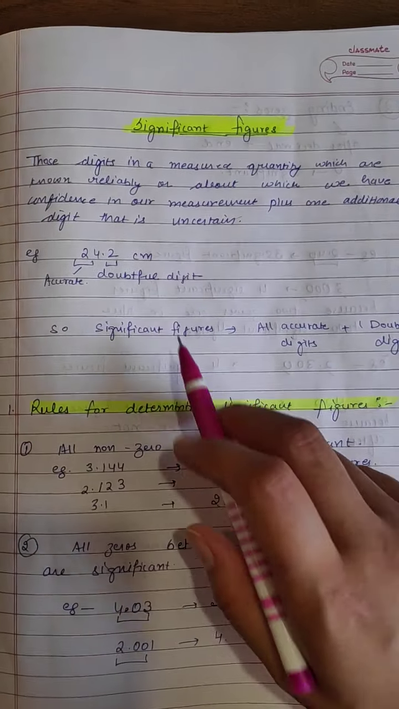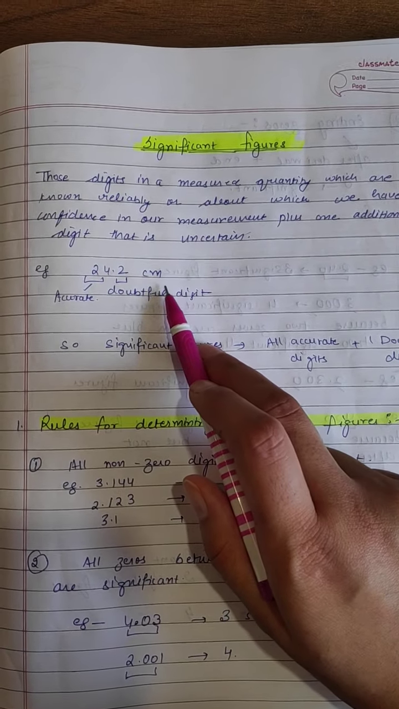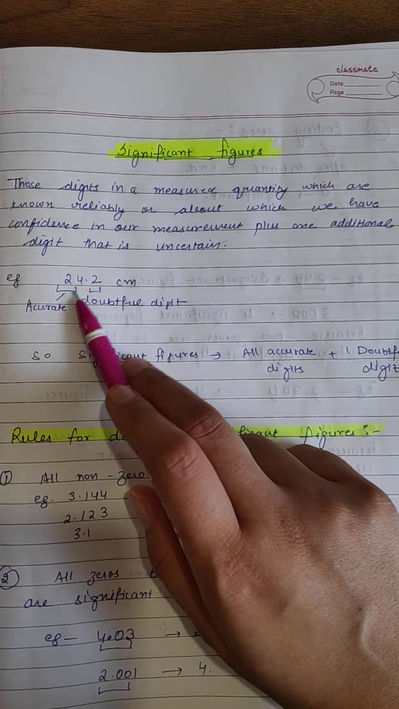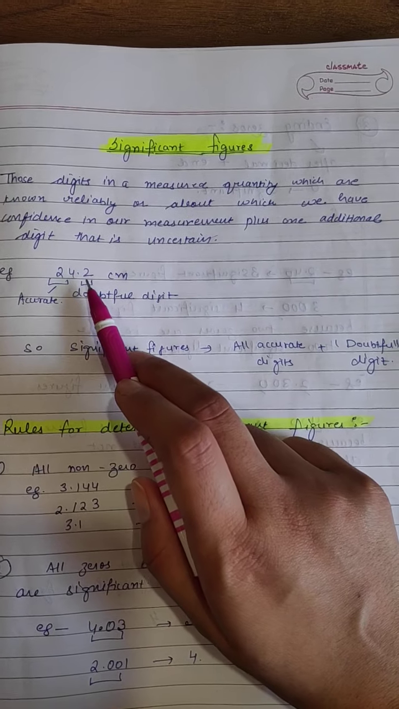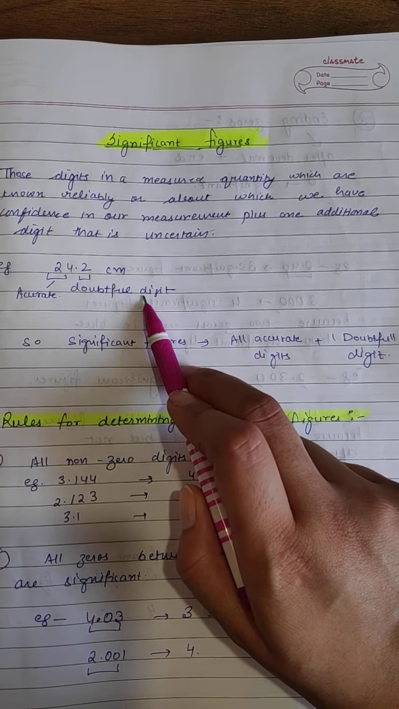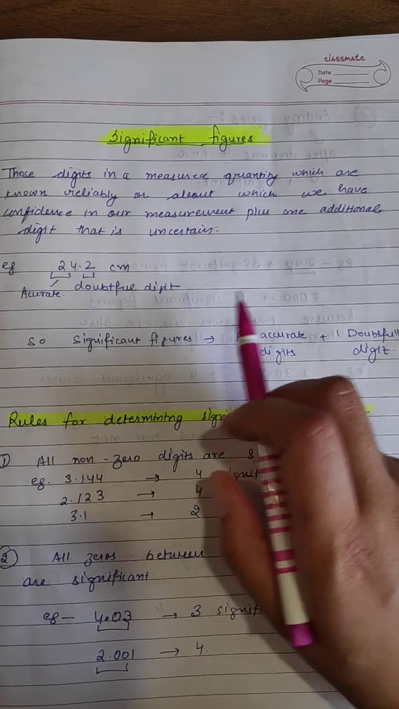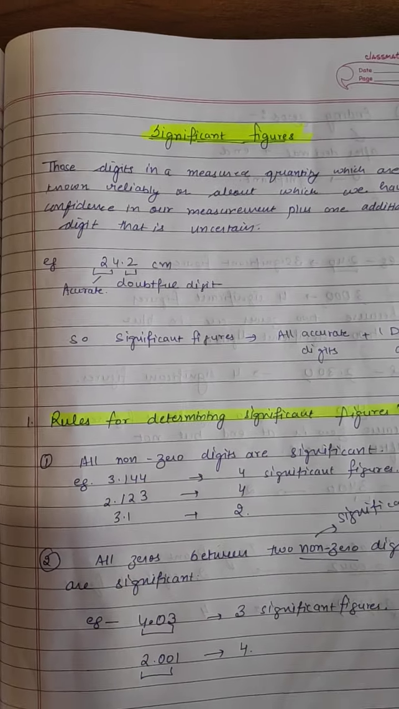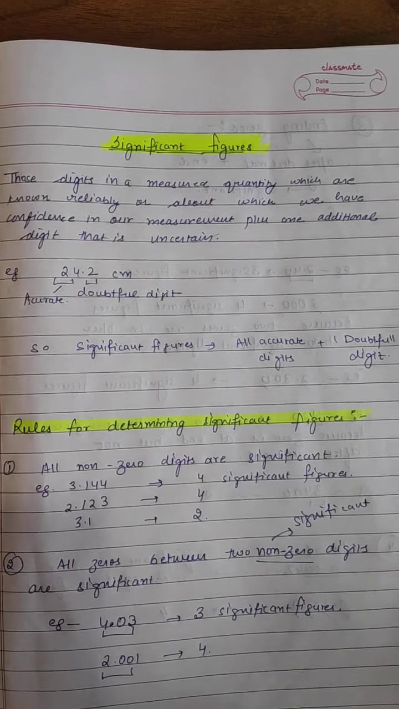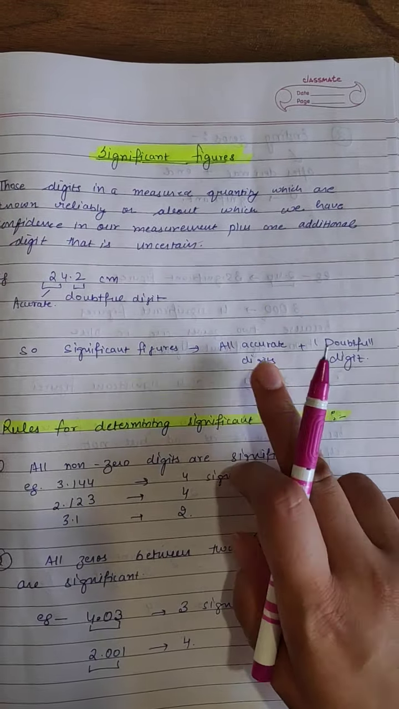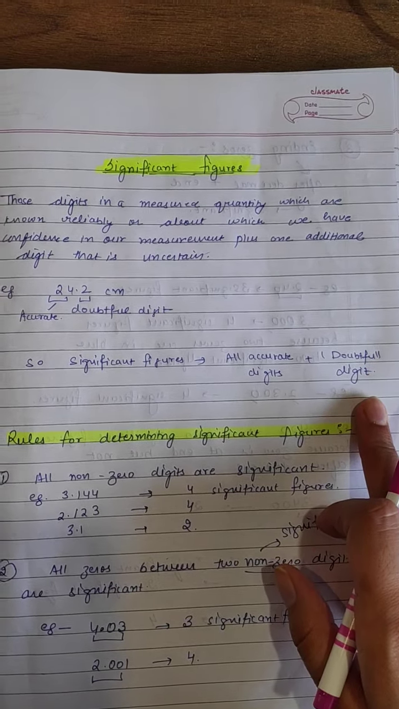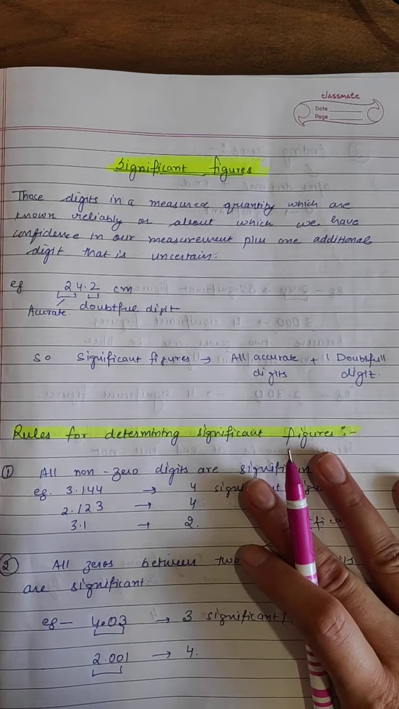For example, 24.2 centimeters, suppose it is the length of some rod, and we know that 24 is accurate and 2 is the doubtful digit, meaning I'm not sure about this 2. It can be 2.1, it can be 2.3, it can be 3. So one digit is doubtful here. So what is a significant figure? All accurate digits, like these two digits which are accurate, plus one doubtful digit. So this will become the significant figures.